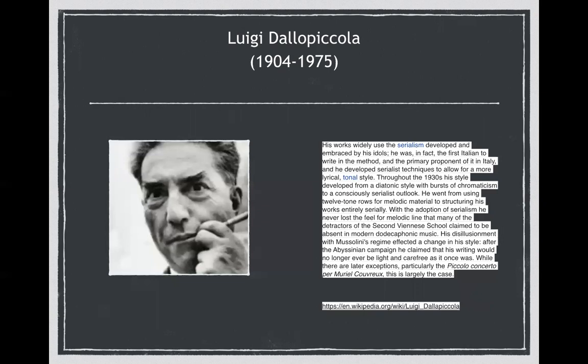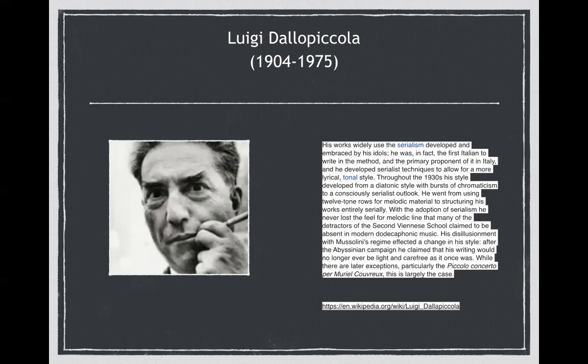So his work was widely serialist, and he developed his own personal style through his Italian background. Throughout the 1930s, his style developed from a diatonic style with bursts of chromaticism to serialism. He went from using 12-tone rows for melodic material to structuring his entire work serially, and that's what we'll be looking at today. With the adoption of serialism, he never lost the feel of melodic line. This is where his music takes on a personal and specific character.